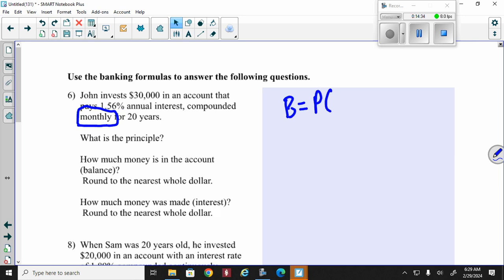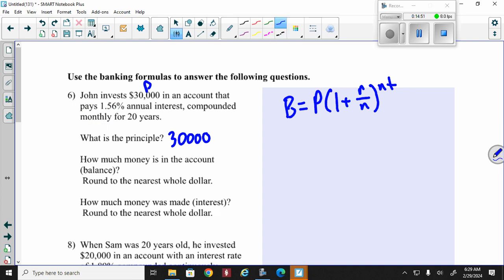So B equals P(1 plus r over n) raised to the n times t power. So what I'm starting with is my principal. I can go ahead and answer this question right now. All right. My r is going to be the percentage as a decimal, so my r is going to be 0.0156, my monthly n will equal 12, so I'm sorry, my n is 12.